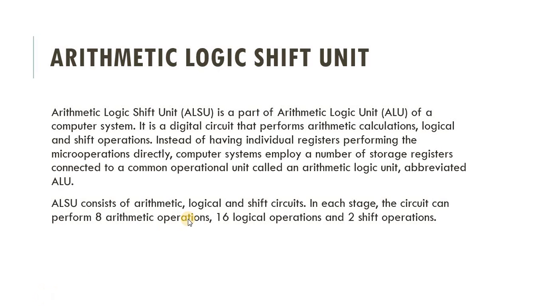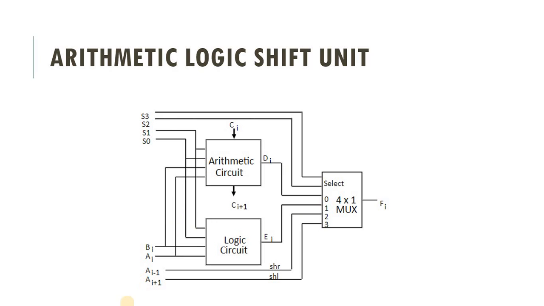So let's understand this with the circuit diagram. This is the circuit diagram of the arithmetic logic shift unit. As you can see in the diagram, basically it is a combinational circuit that performs all 3 operations, which are arithmetic, logic and shift micro operations, using the arithmetic circuit, logic circuit and multiplexer. Here there are 2 inputs, AI and BI, which are given as input to both the arithmetic and logic circuits. As you can see in this figure, AI and BI are connected to the logic circuit, and these 2 inputs are also given to the arithmetic circuit.